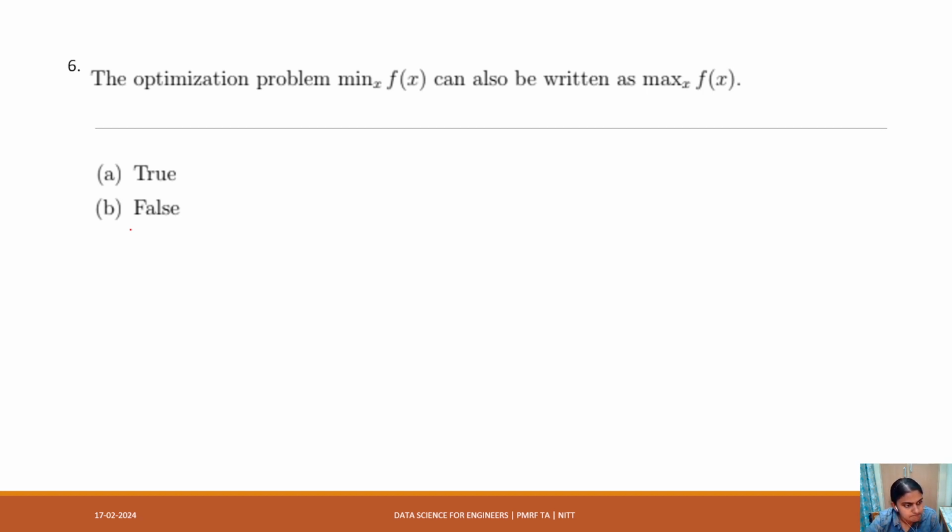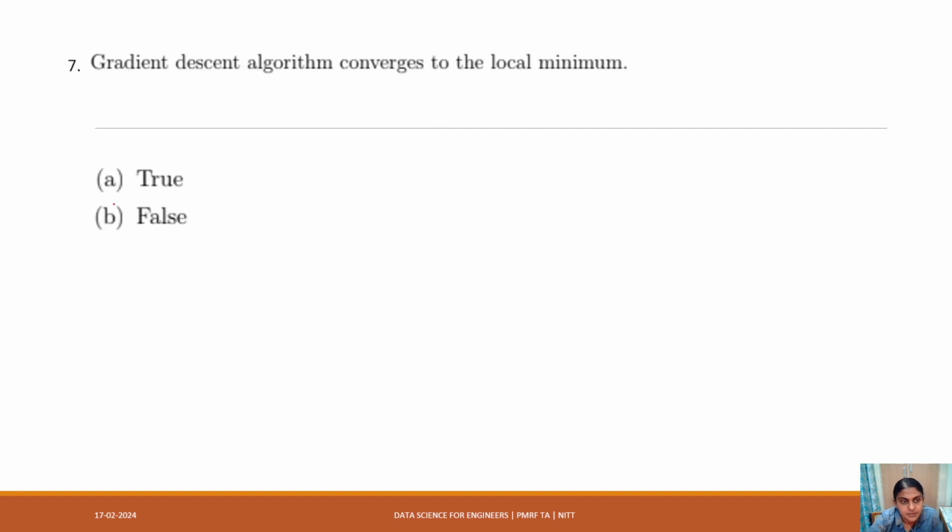Can minimization of f(x) also be written that way? This is a pretty straightforward question. Will a minimization and maximization problem ever be the same? It will be false. You can't write minimum as maximum, so the answer is false. Gradient descent algorithm converges to the local minimum. Is it true or false?